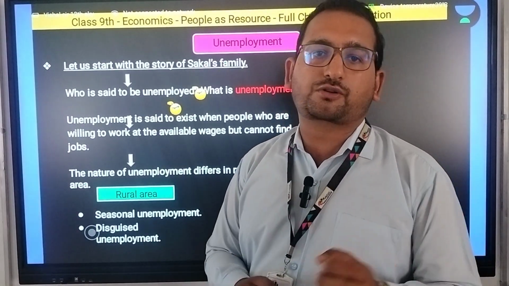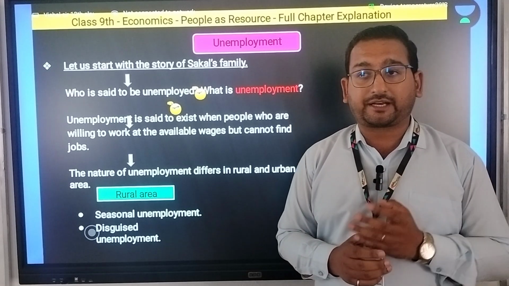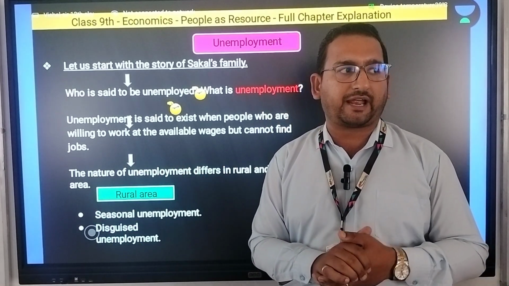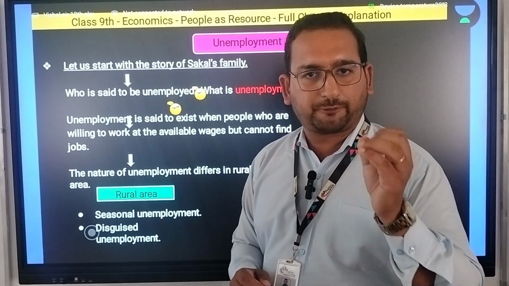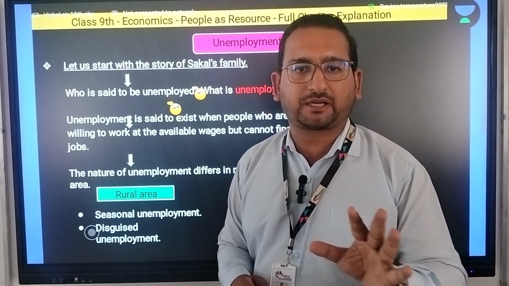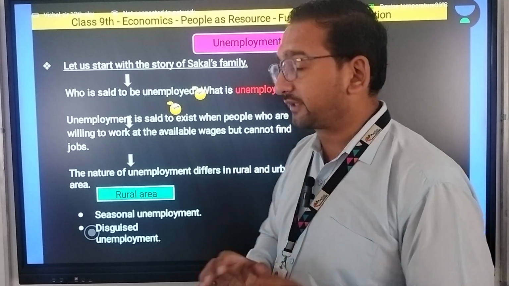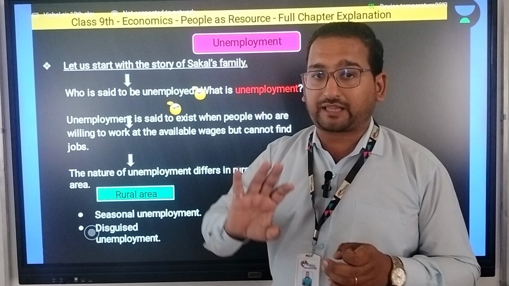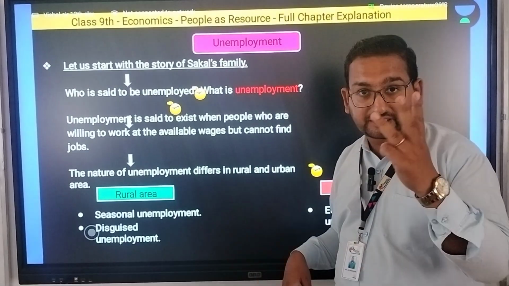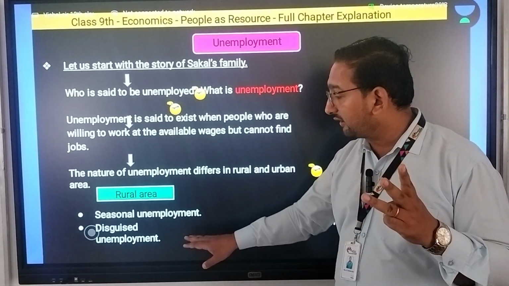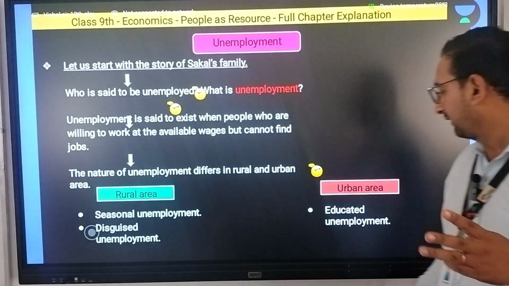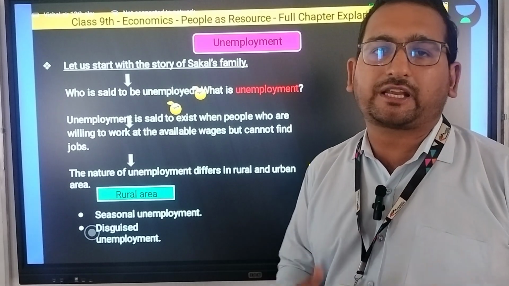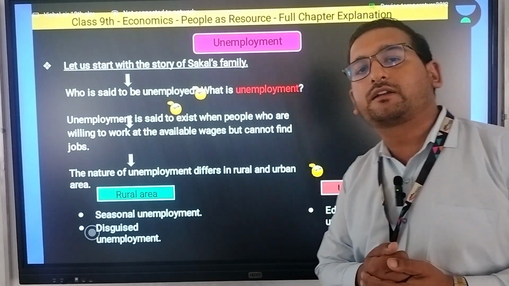Disguised unemployment is also called hidden unemployment. Hidden unemployment means, let's suppose we have a field of 2 hectares, and in that field only 5 members are capable of yielding the crop. But a family has 8 members and all the members are employed in that field. So in that case, the 3 extra members are hidden unemployed, meaning disguised unemployment. And in the urban area, we have educated unemployment. Educated unemployment means we have many educated people, but they are unemployed.